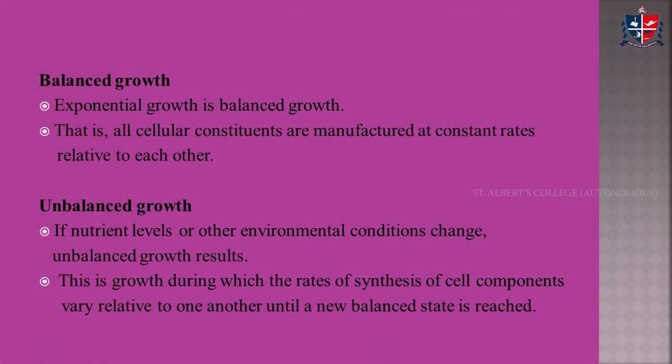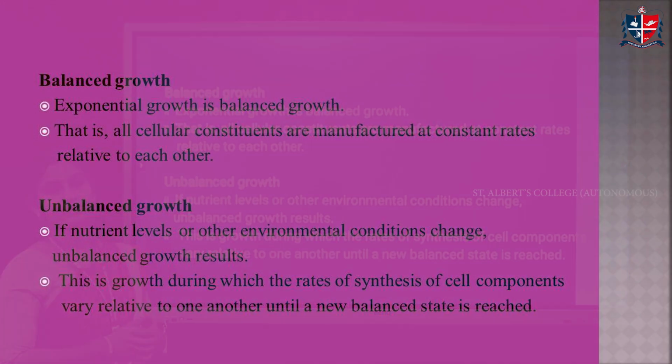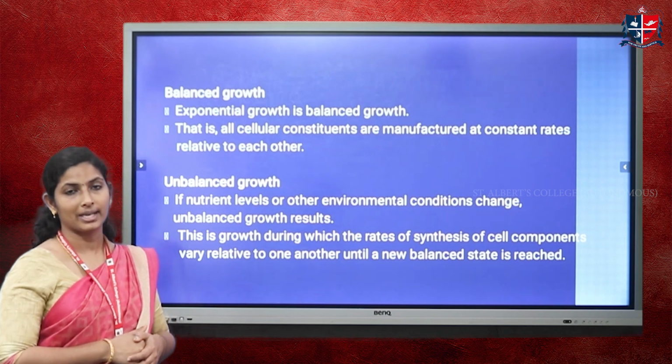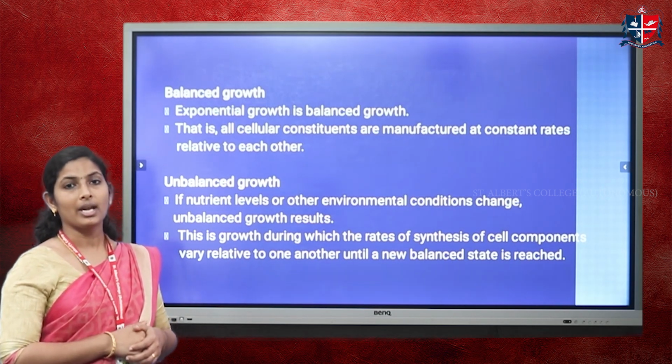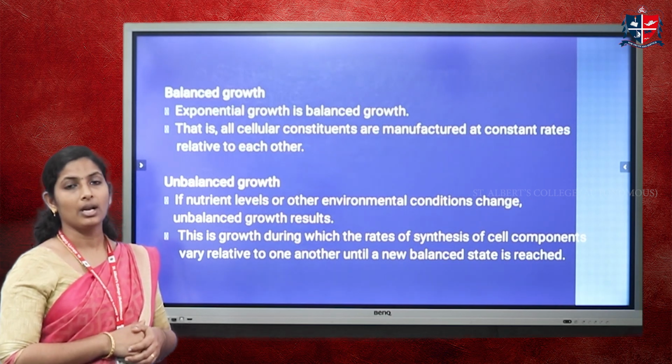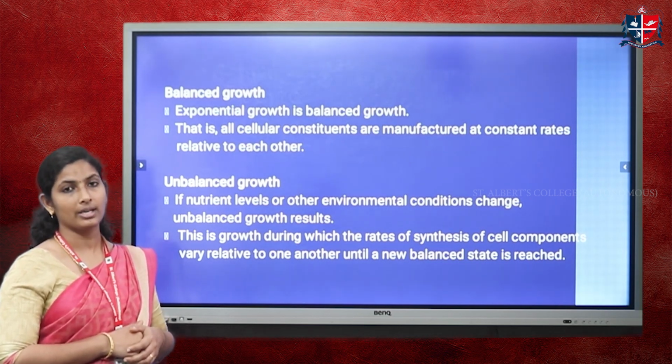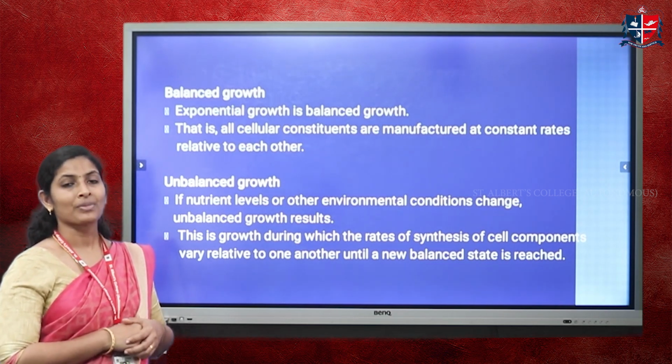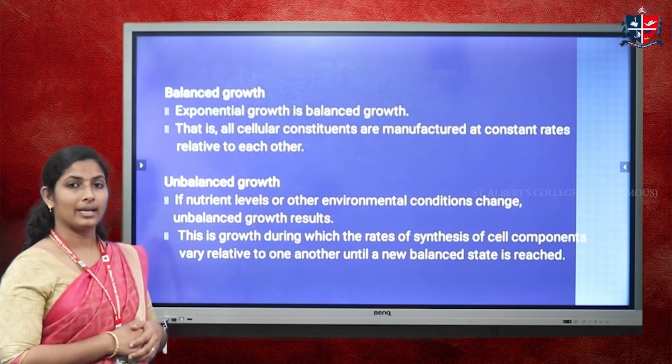And in this exponential phase, two types of growth can happen. One is balanced growth, the second one is unbalanced growth. Balanced growth is something in which all the bacterial cells are behaving in a uniform pattern, or synthesis is happening at a constant rate. We call that balanced growth. But unbalanced growth is another phase.